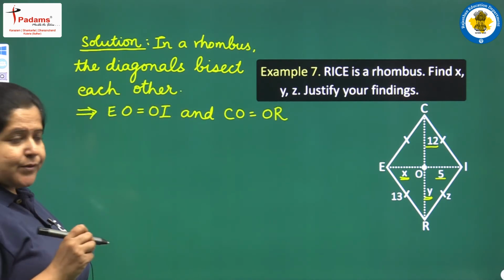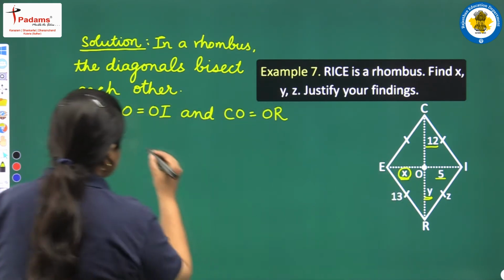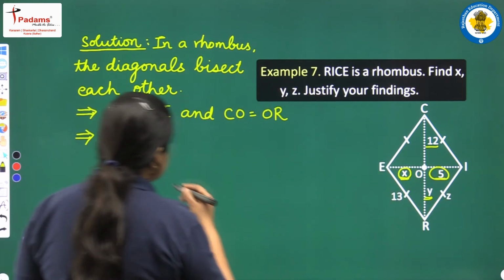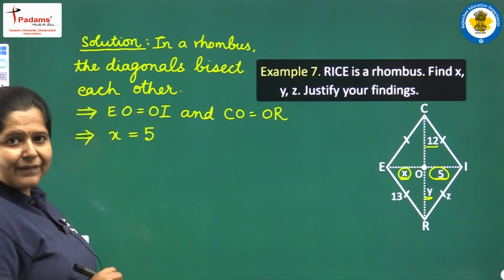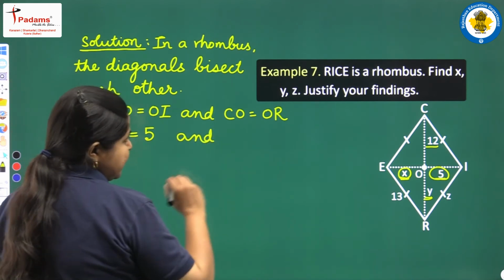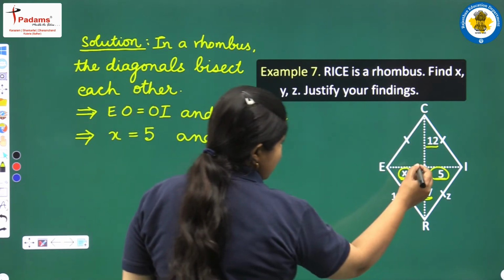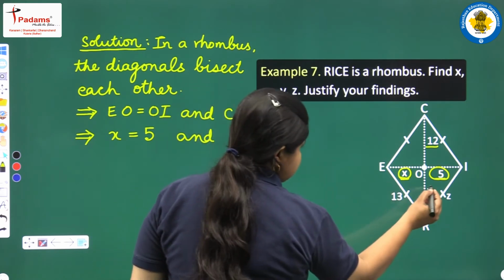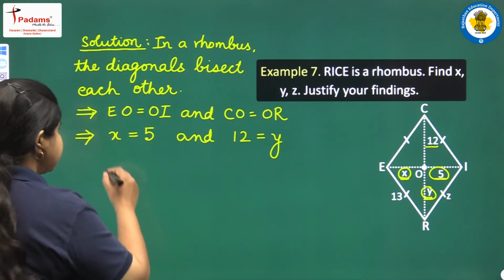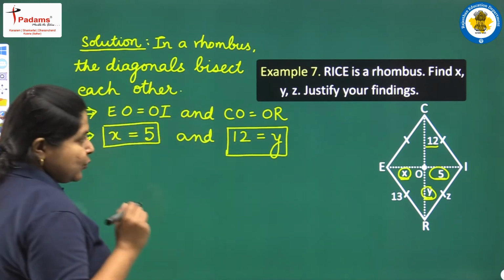Now putting in their values, what we get? EO is nothing but x, so we write x in place of EO, and OI is equal to 5. So x will be also equal to 5. With this we get the value of x, and let me put in their values. CO is 12 and OR is y. You can see here this is y. So this gives me the value of y also. So we have x equal to 5 and y equal to 12. So two values are here.